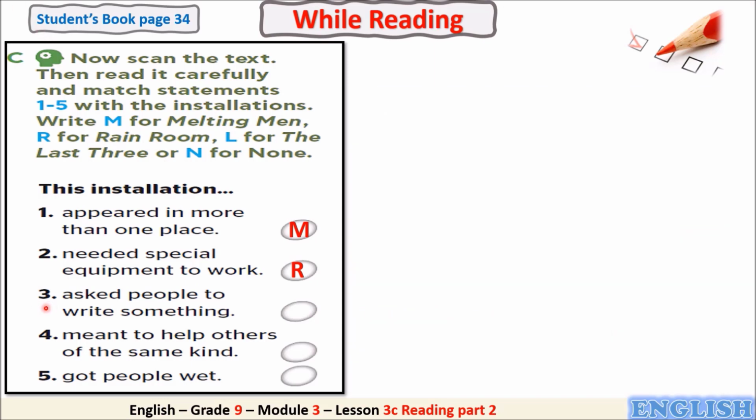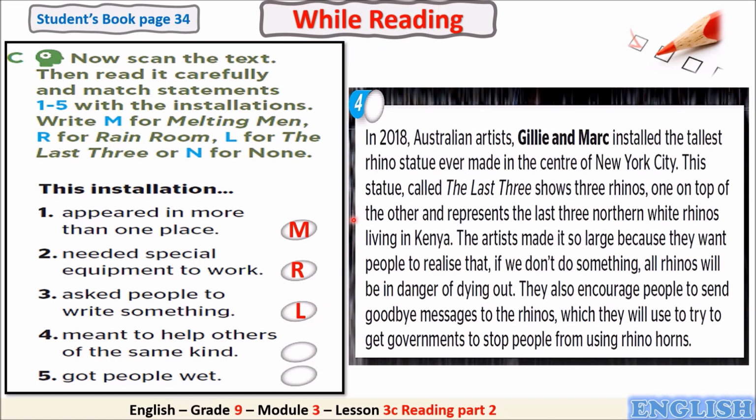Number 3. Asked people to write something. Which installation is this? Well done, my students. The last 3, L. Can you justify your answer? Excellent, my students. They also encourage people to send goodbye messages to the rhinos.